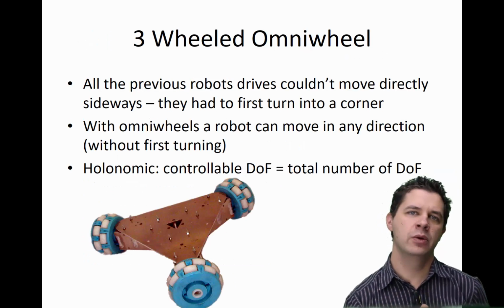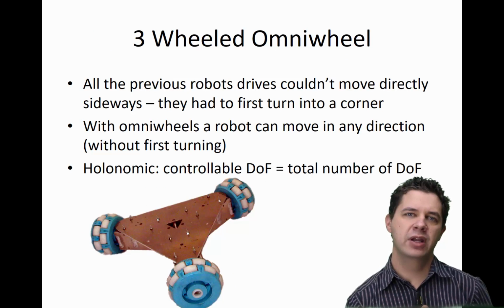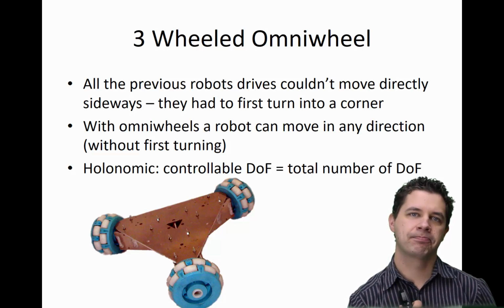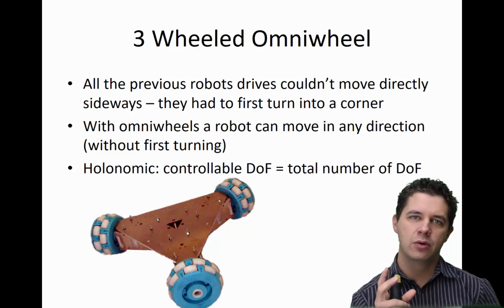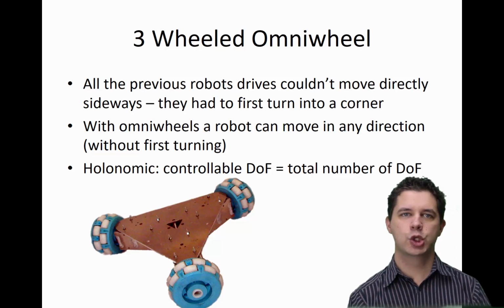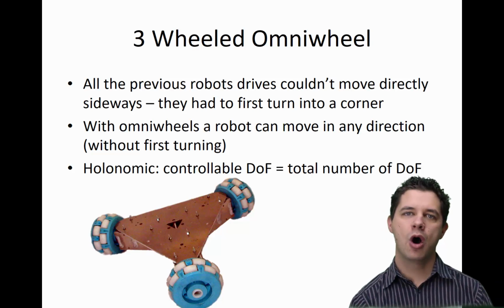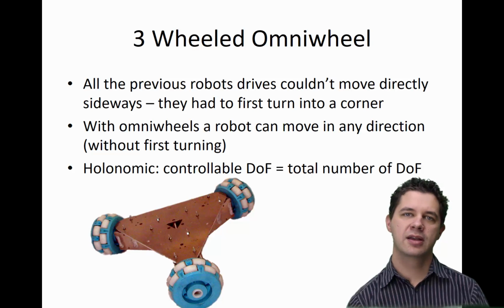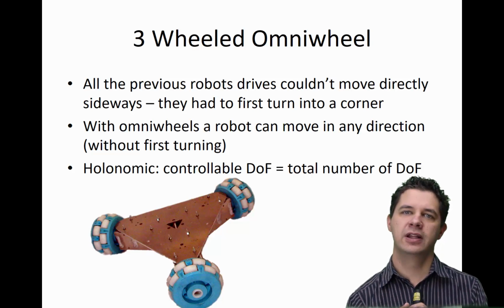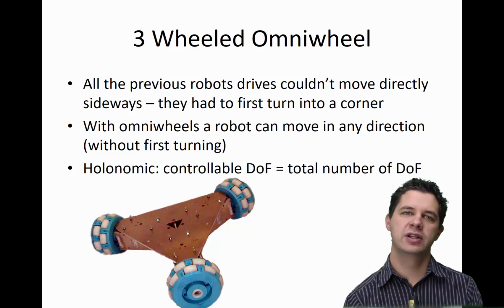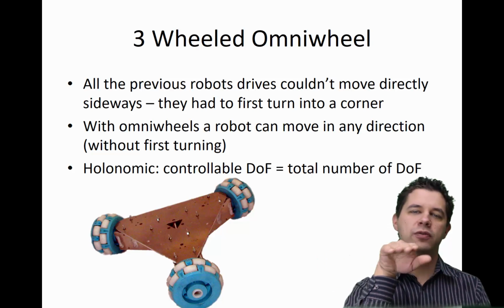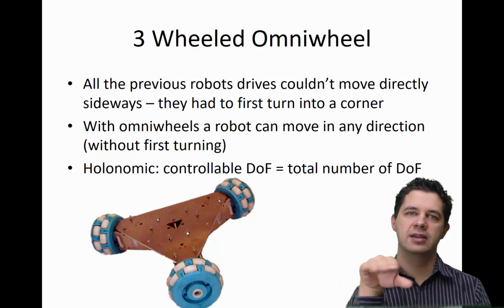And that brings us then to the Omni wheel. So typically we'd have a 3-wheel Omni wheel configuration where we have 3 Omni wheels configured in a triangular sort of situation. Rather than our previous examples where we need to turn into a corner to work out where we need to go, Omni wheels can move in any direction at once without turning. And we call this holonomic. Essentially, the controllable number of degrees of freedom is equal to the total number of degrees of freedom. In this case, we have 3 degrees of freedom. We can move in this direction, we can move in this direction, and we can rotate like this.